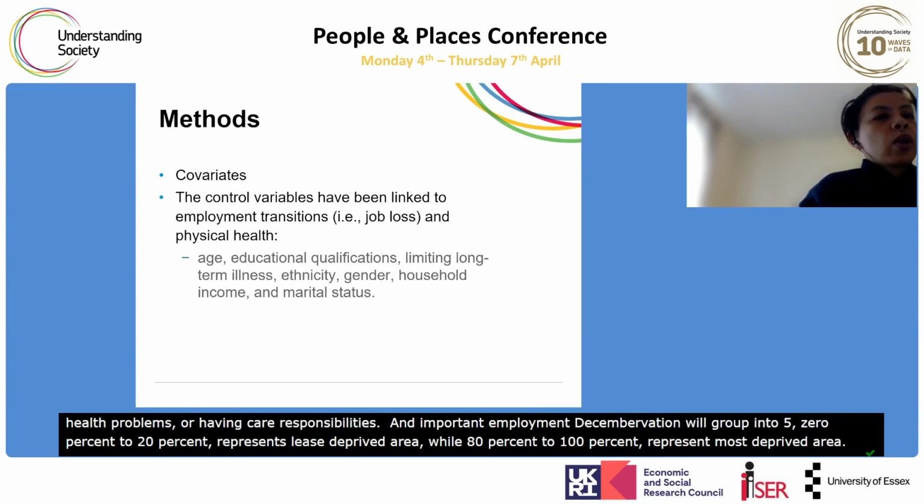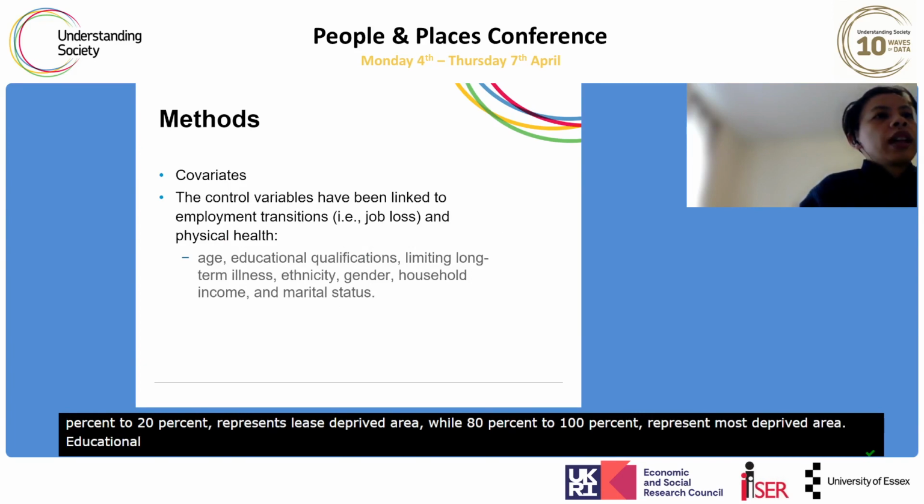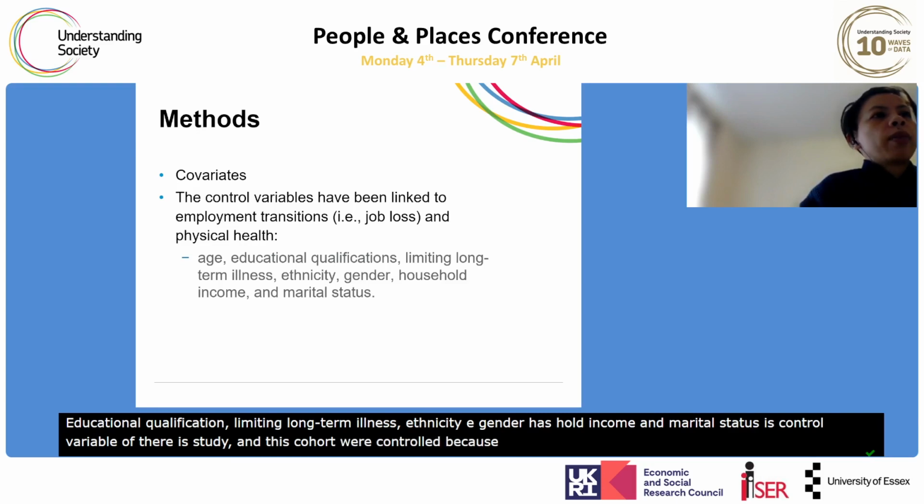Educational qualification, limiting long-term illness, ethnicity, gender, household income, and marital status are the control variables of this study. These covariates are controlled because these control variables are linked to employment transitions and physical health.